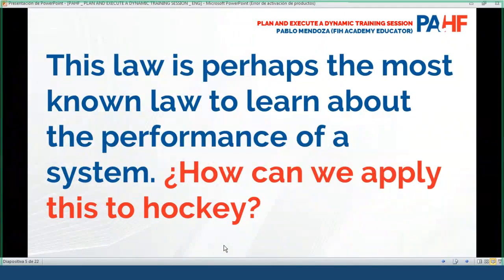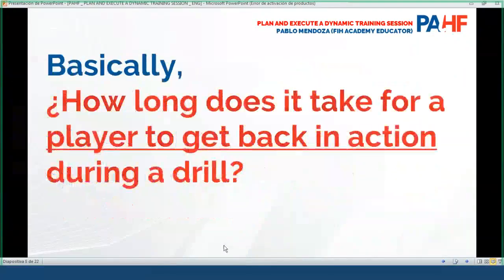So how can we apply this to hockey, to our sport? Through this simple law, we can basically know how long it takes a player to get back into action doing a drill. Doesn't matter what drill we do. We're going to show a very simple model of a drill, and we need to determine how long it takes for one player to get into action once again, instead of standing in line.